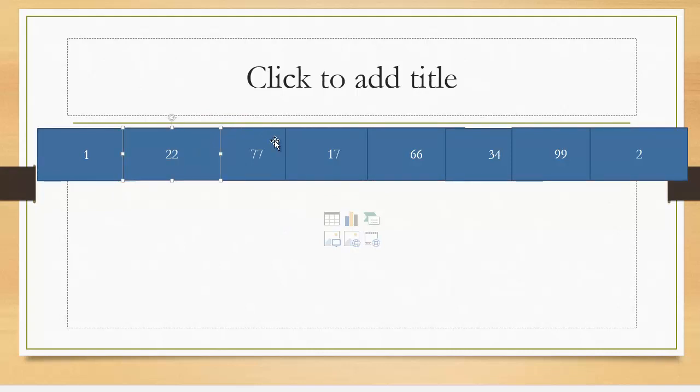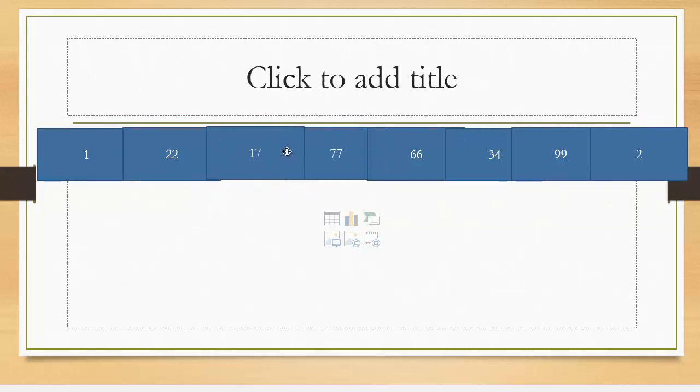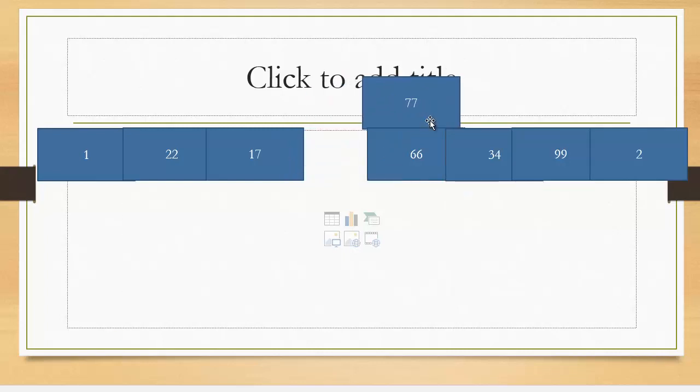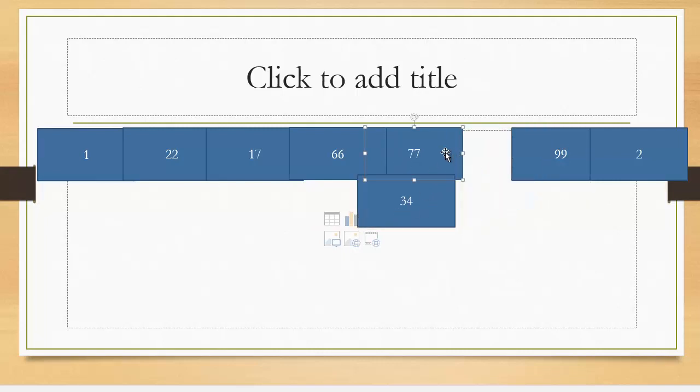And now I'm going to do the same thing with 77 and 17. And 77 is not less than 17. So again, I'm going to swap those two. Now I'm going to compare 77 and 66. 77 is, again, greater than 66. So I'm going to swap those at their positions. Now I'm going to compare 34 and 77, and again, 77 is still greater, so you can see how I'm bubbling 77 up here.